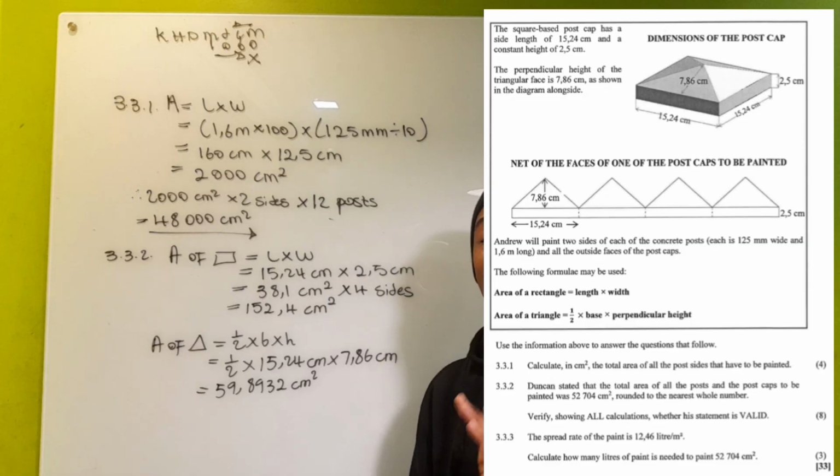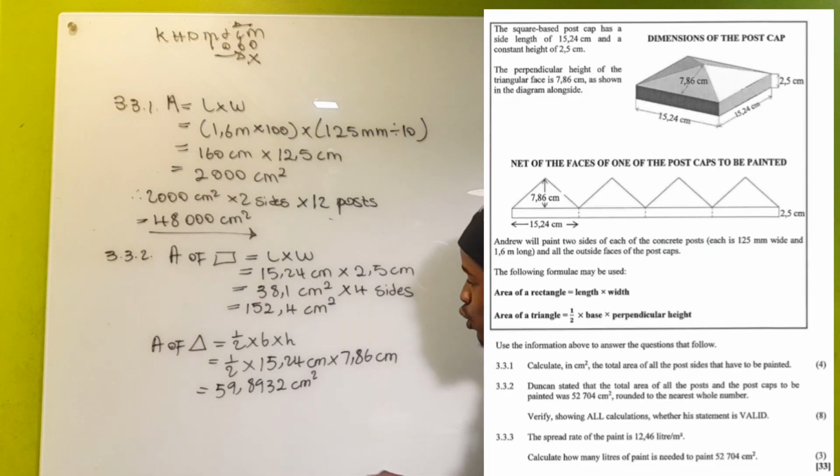Do not forget that if it is not your final answer, do not round it up, do not round it down. Write the whole number that you get on the calculator so that your answer could be correct. So we're going to take this.